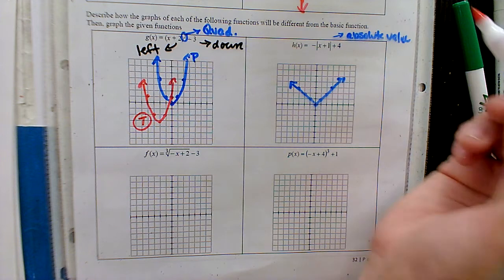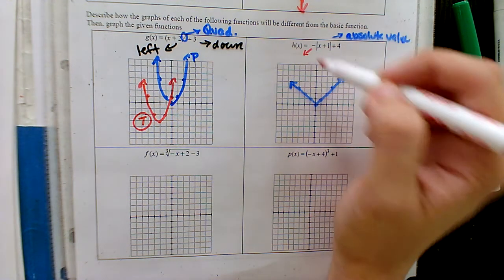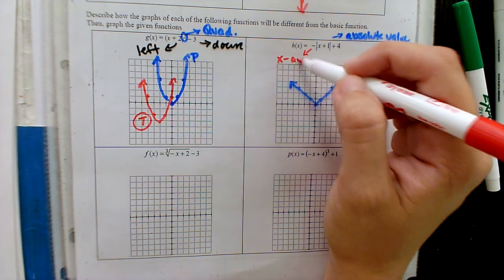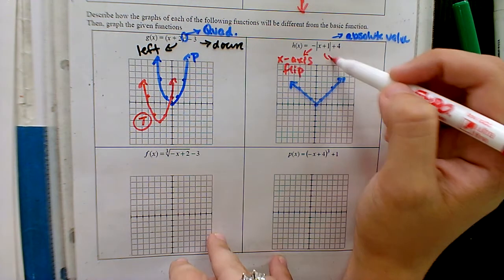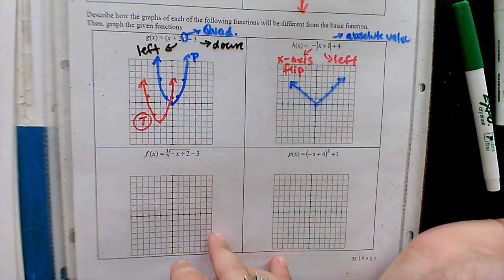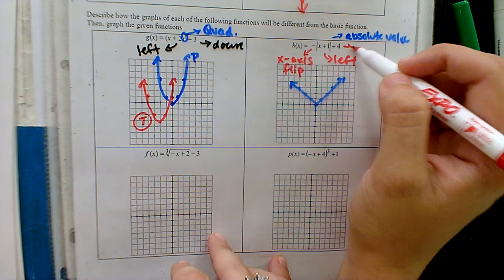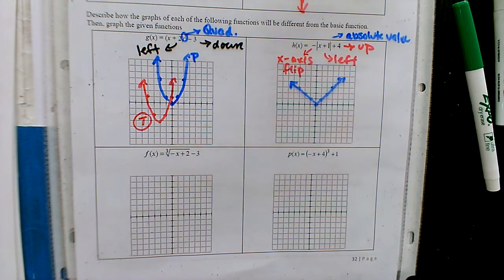Good. Emma, can you give me one? The negative in the front will flip it over the x-axis. All right, x-axis flip. Eli, do you want to give me another one? Left 1. Good, Emily? Up 4. Good. Okay. Let's go through our order.